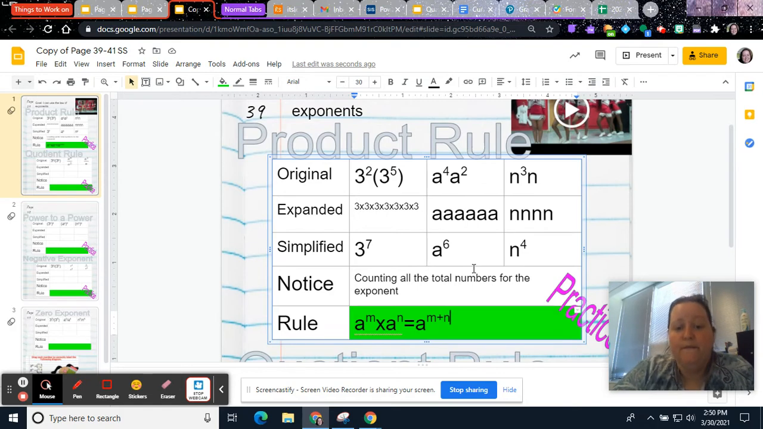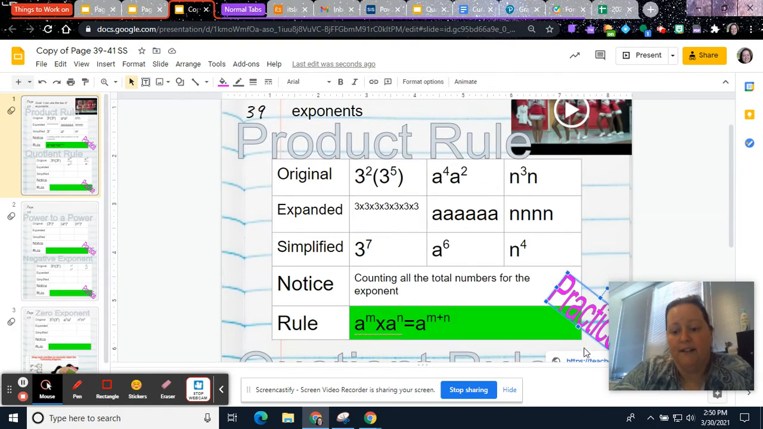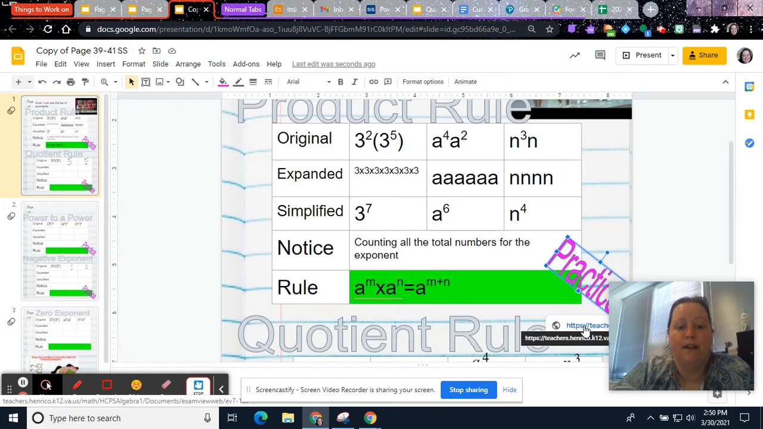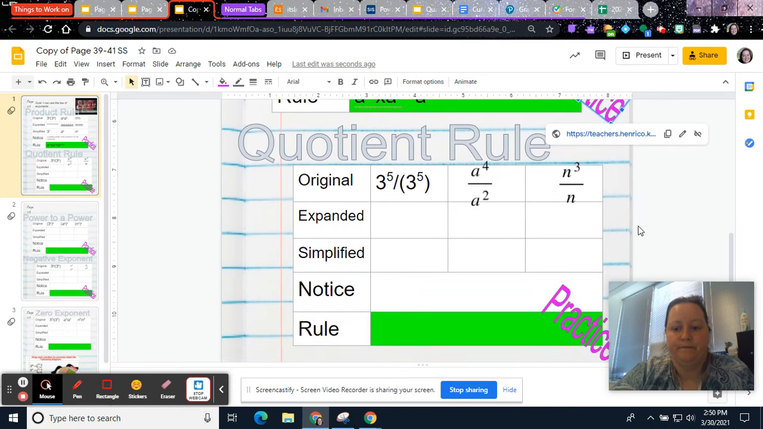Now what I would like for you to do is pause this video and click over here on the practice. It's going to take you to a link where you will have the opportunity to practice a few of these before you move on to the quotient rule. So pause the video, and then when you're ready, come back for the quotient rule.